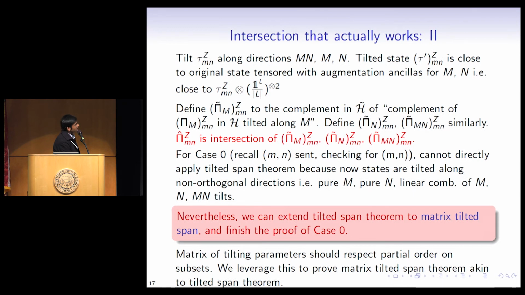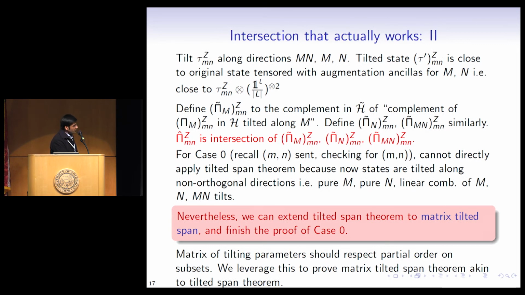But for case 0, unfortunately, this is still not good enough. What we have not done is a particular tilting for pi tilde. First we did augmentation and smoothing for the state tau. What is left is to do a similar kind of analysis for the projector pi as well, which is known as the matrix tilting. This is another non-trivial thing. The matrix of tilting parameters should respect some partial order on the subsets. This can be used, and what we have is the matrix tilting of the tilted projector pi tilde.